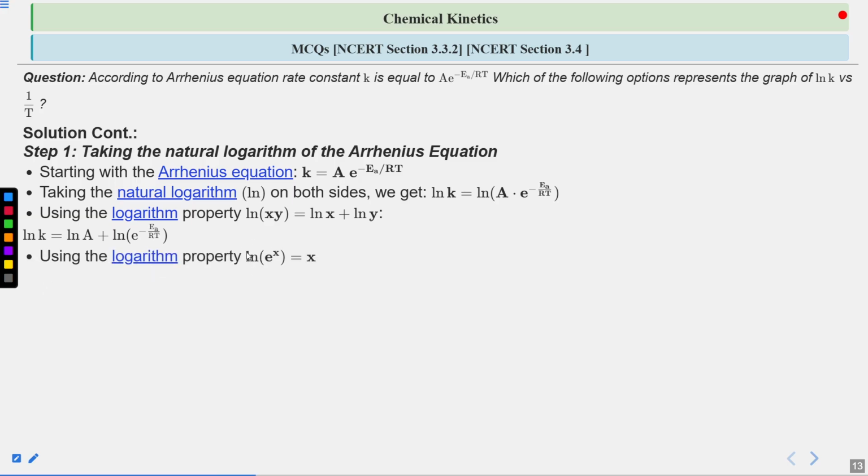Now we will use another logarithmic property here, that ln of e to the power x is equal to x. First of all, log and ln are different. Basically, in the log, the base is 10. When you write log, the base is 10, whereas in the ln, the base is e.